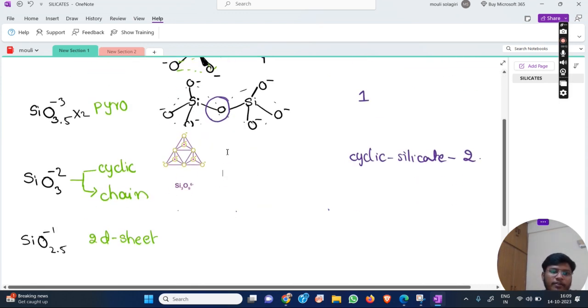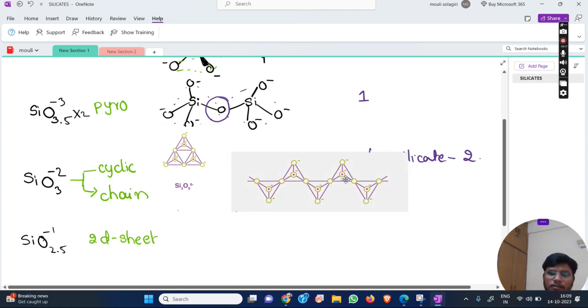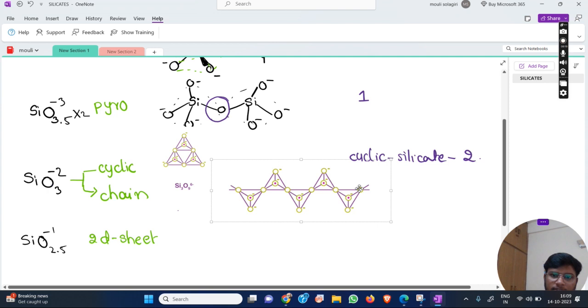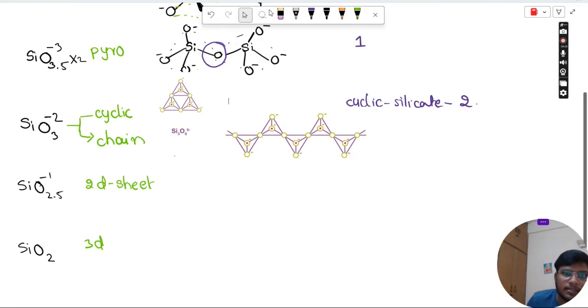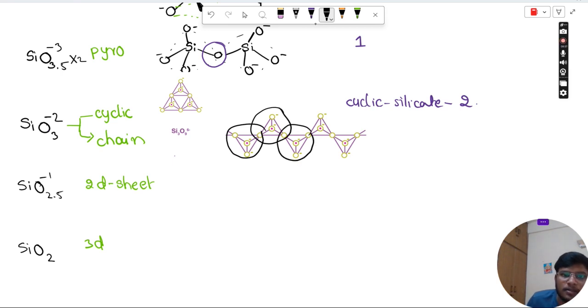So this chain one we will discuss here. See here, in this structure we are discussing the chain. This chain consists of particular things that are silicates. This is one tetrahedron and this is one tetrahedron, and this is like this. Some tetrahedrons are linked like chain structures, so that's why these are called chain silicates.